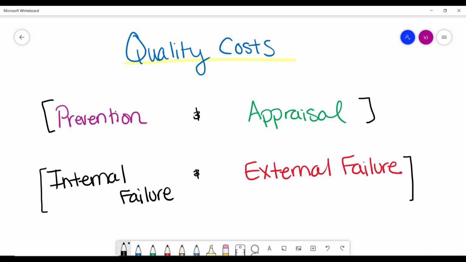Now, a quality cost report is just an overall document that provides an estimate of the financial consequences of the company's current defect rate. It's basically a document that keeps track of all of your prevention costs, appraisal costs, internal failure costs, and external failure costs.